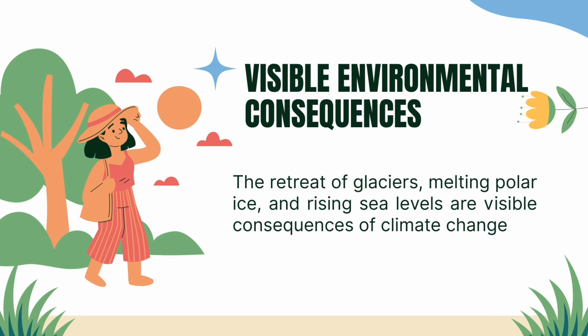Next, the retreat of glaciers, melting polar ice, and rising sea levels are visible consequences of climate change discussed in this chapter. These changes not only alter natural landscapes but also reduce freshwater supplies and increase the risk of flooding in coastal areas. Even small increases in global temperature can result in serious and lasting environmental damage.